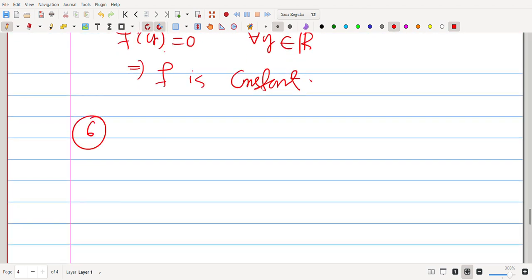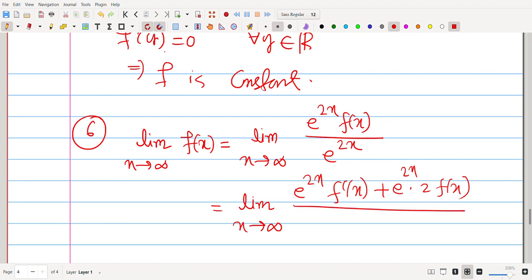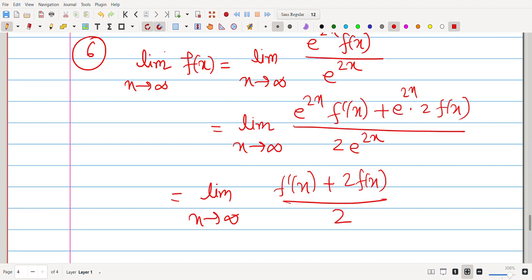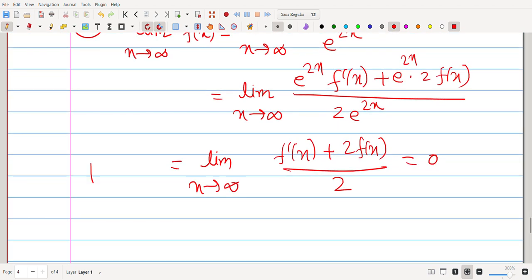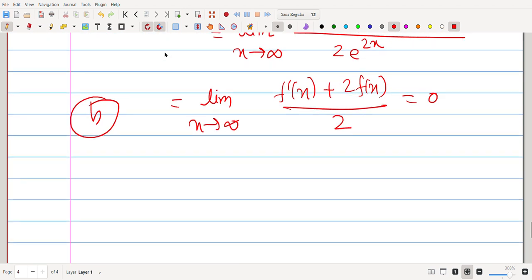Problem number 6. The same type of problem I think I have already solved. You can write this as f(x) by e to the power 2x, by using L'Hopital, which is the same as the limit as x tends to infinity of (f prime x plus 2 f x) by 2e to the power 2x. Now it is given that the limit as x tends to infinity of 2f(x) plus f prime of x is 0. That means it is 0. Hence the limit as x goes to infinity of f(x) is 0. That means option B is correct. For any f belonging to this collection, this holds. So this is a general proof.